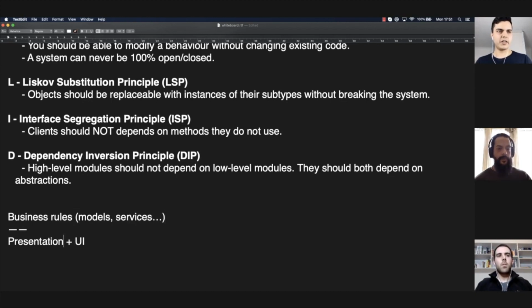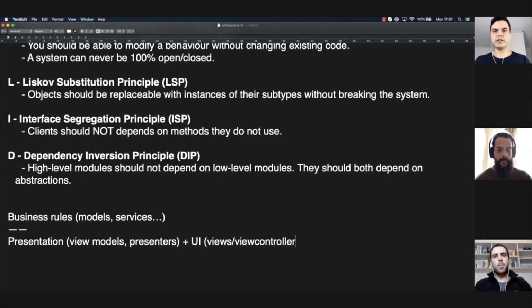And then you have the presentation. Here you have like view models, presenters, and UI views, and maybe view controllers in UIKit. So here, framework specific stuff, because UI is very specific. You're either using SwiftUI or UIKit or AppKit, something very specific, very concrete.